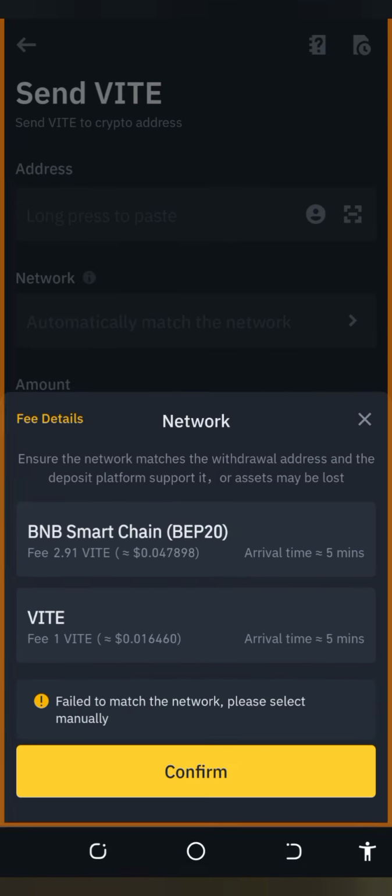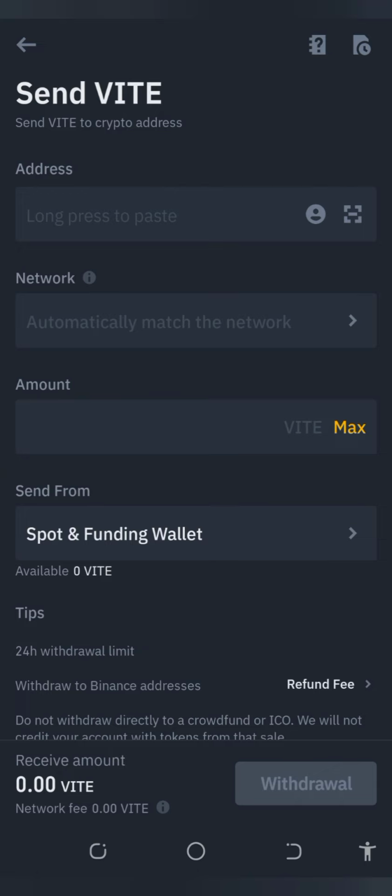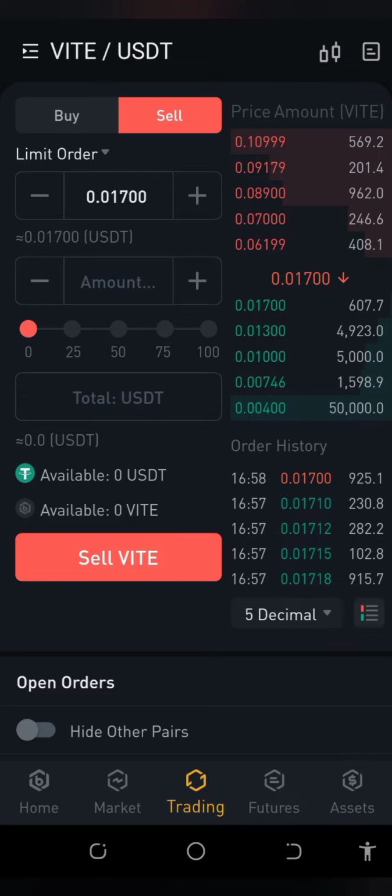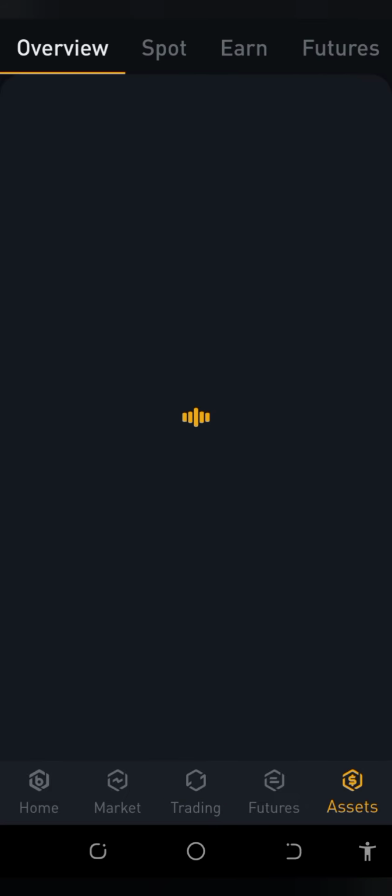Okay, let's go ahead and see it on the other side. And it's just about 5 cents, and it will arrive there in about 5 minutes. That's good. Let's go to Bitrue and let's see the deposit, to know whether that's the same network it's going to get.